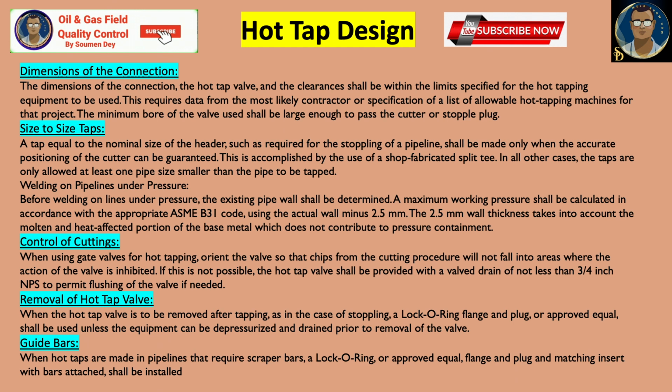Removal of hot tap valve. When the hot tap valve is to be removed after tapping, as in case of stoppling, a lock-o-ring flange and plug or approved equal shall be used unless the equipment shall be depressurized and drained prior to removal of the valve. Guide bars. When hot taps are made in pipelines that require scraper bars or lock-o-ring or approved equal flange and plug, matching inserts with the bar attached shall be installed.